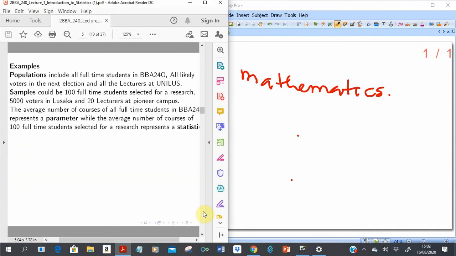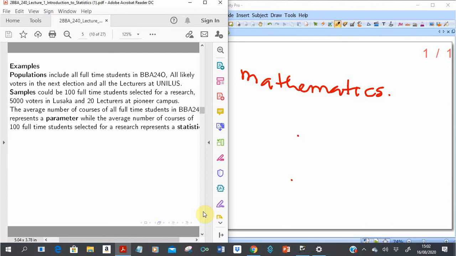An example: the population will include all full-time students in BBA 240. So all the full-time students will be our population. Or we can say all voters that are likely to take part in the next election will be our population.